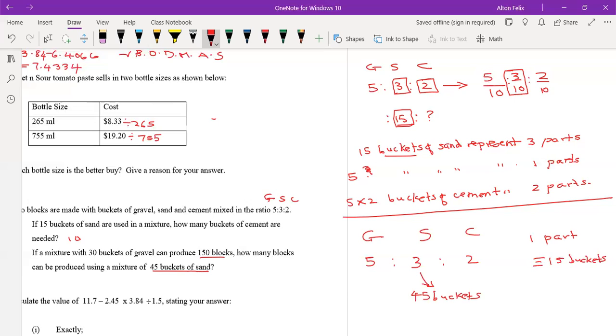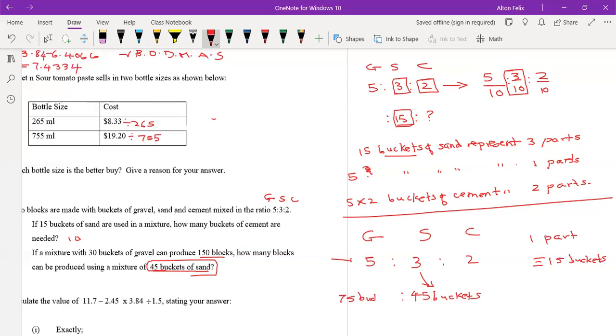Now, look back at the question. They want us to find out how many blocks can be produced using a mixture of 45 buckets of sand. So we go back to the original combination of the mixture, gravel to sand to cement. In this scenario, the 3 parts will represent 45 buckets of sand. So 1 part would be 15 buckets. If you need 5 parts of gravel, you have to multiply 5 by 15. You will need 75 buckets.